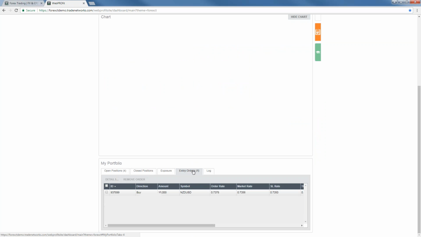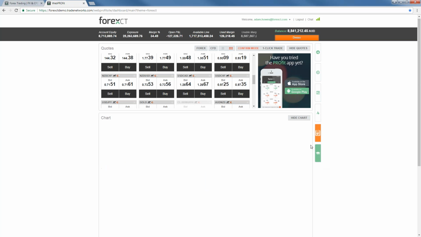And as you'll notice down the bottom here under entry orders, we've got a buy position for the amount of 10,000 on New Zealand US dollar waiting to be triggered at 73.78. If the market rate gets up to here, it'll trigger with a stop loss here of 73.50 and a take profit of 74.50.